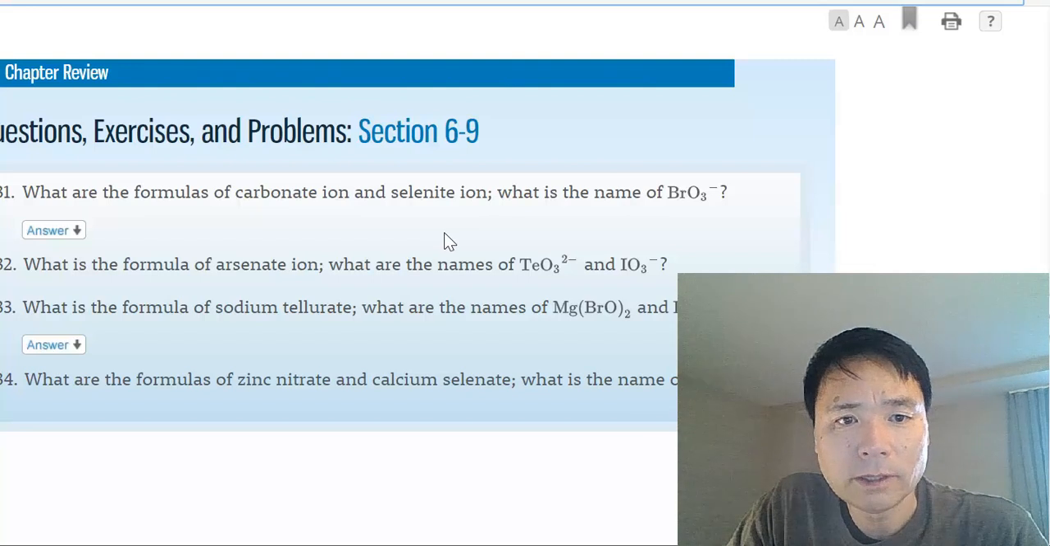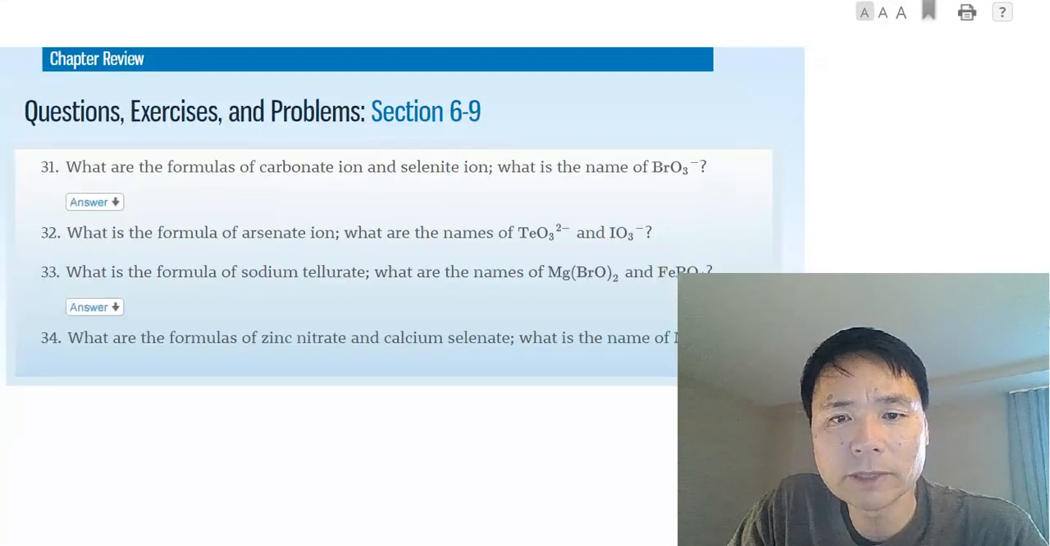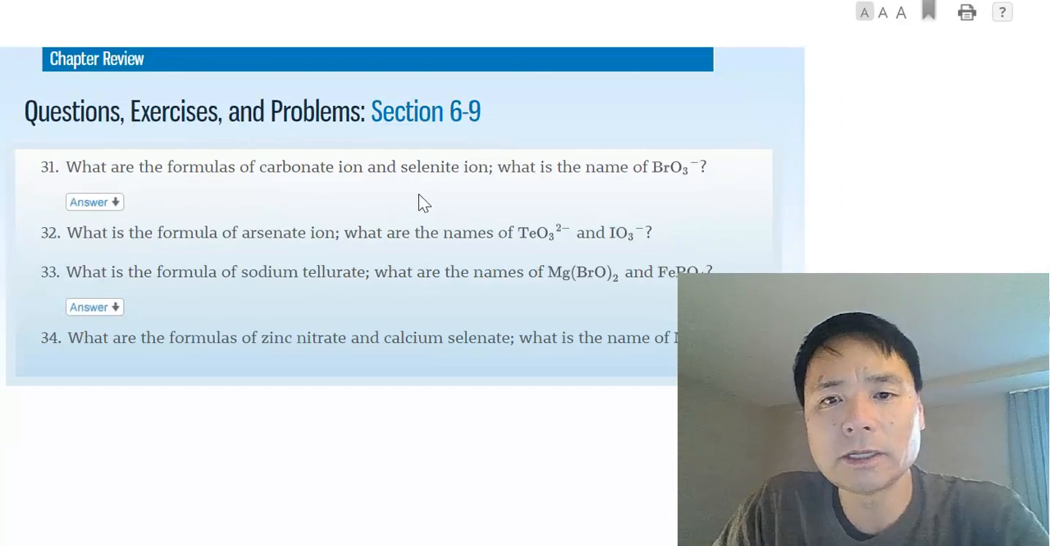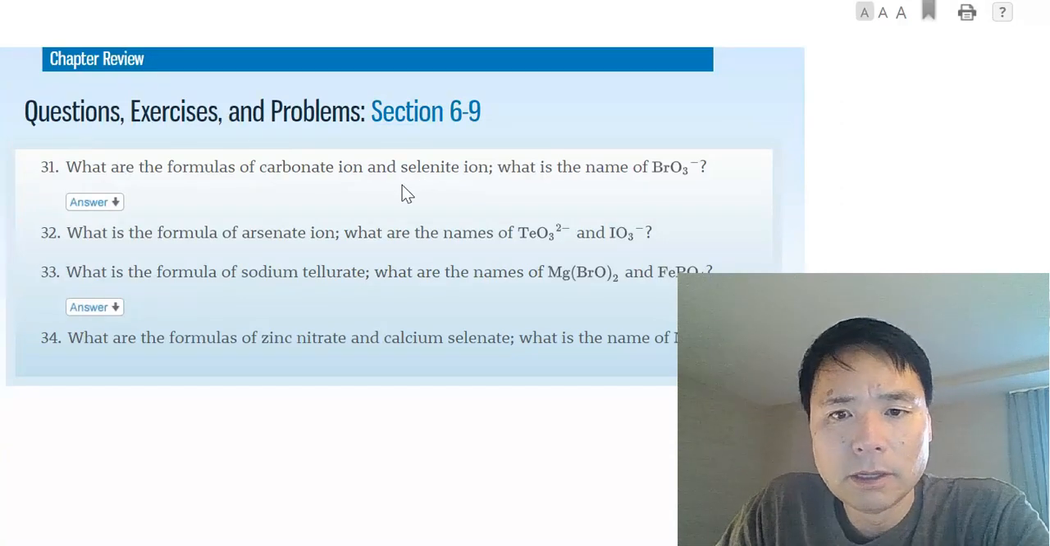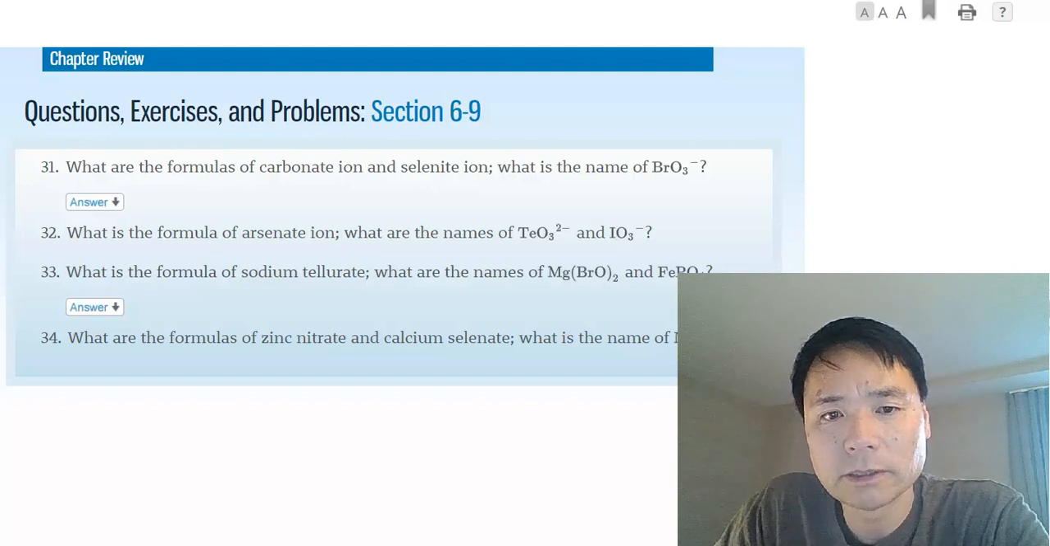Alright, 31, that's what's next here. And what are the formulas of carbonate ion and selenate ion? Okay, the formula for carbonate, it's in the 3 oxygen block, and borate's a 3 minus, so carbonate would be a 2 minus, so CO3 2 minus.